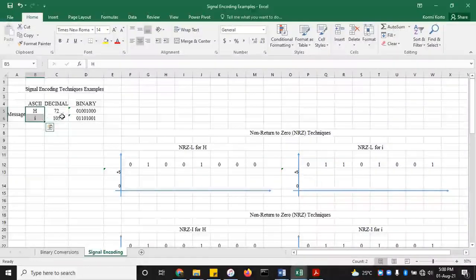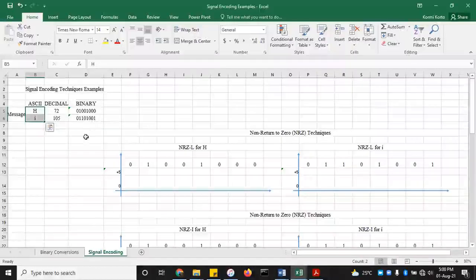For i, it's 105 for decimal, and binary is 0, 1, 1, 0, 1, 0, 0, 1. If you're not sure how I got the binary, you can reference the ASCII conversion chart, or you can compute it yourself by looking for the decimal value first within the ASCII conversion chart, and then you can easily derive or compute the binary conversion.